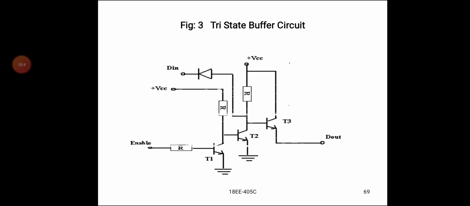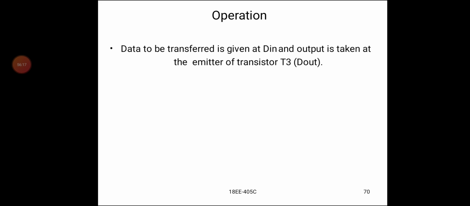The tri-state buffer circuit is shown with the transistor version. It requires transistors T1, T2, T3, diodes, one enable input, plus VCC. The operation: the data to be transferred is given at D in, and the output is taken at the emitter of transistor T3, D out.